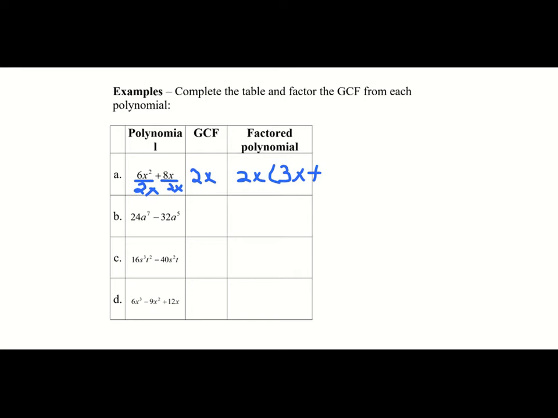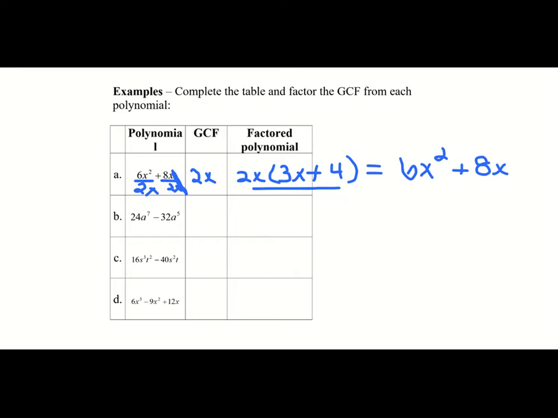Now, 2x divides into 8x. 8 divided by 2 is 4. And then remember, x divided by x, if you have the same thing on the top and the bottom, it equals a 1. So we don't need to put a variable there because it turns into a 1. So 2x times the quantity of 3x plus 4 is equivalent or the same thing as 6x squared plus 8x. This is the factored form, and this is the polynomial, or what they call sometimes the simplified form or the multiplied form.